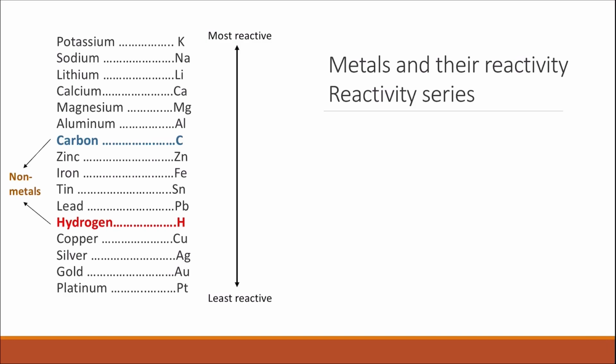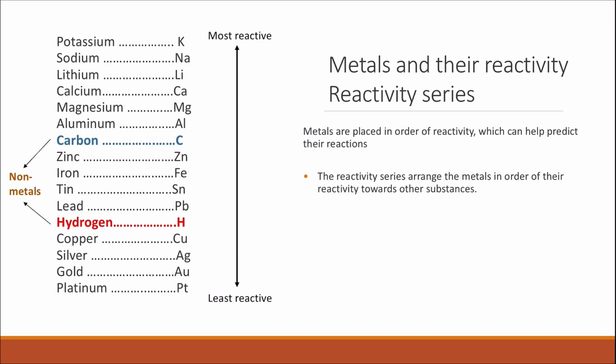So what is a reactivity series? Reactivity series is the arrangement of metals according to their reactivity. So metals are placed in order of reactivity, which can help predict their reactions. The reactivity series arranges the metals in order of their reactivity towards other substances.